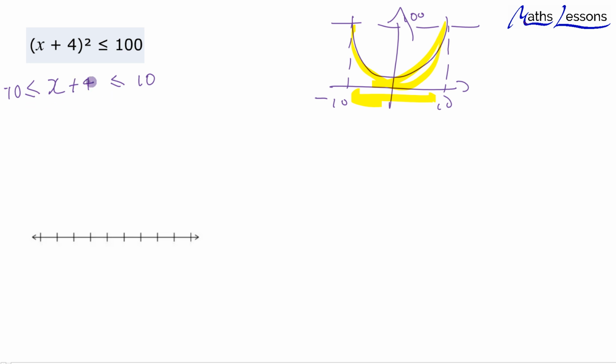So let's take away 4 from both these. So take away 4 from minus 10, we get minus 14. Take 4 away from 10 and we get 6. So we can see that x is going to be between minus 14 and 6. And I'm just going to put a number in here and just call that 6.